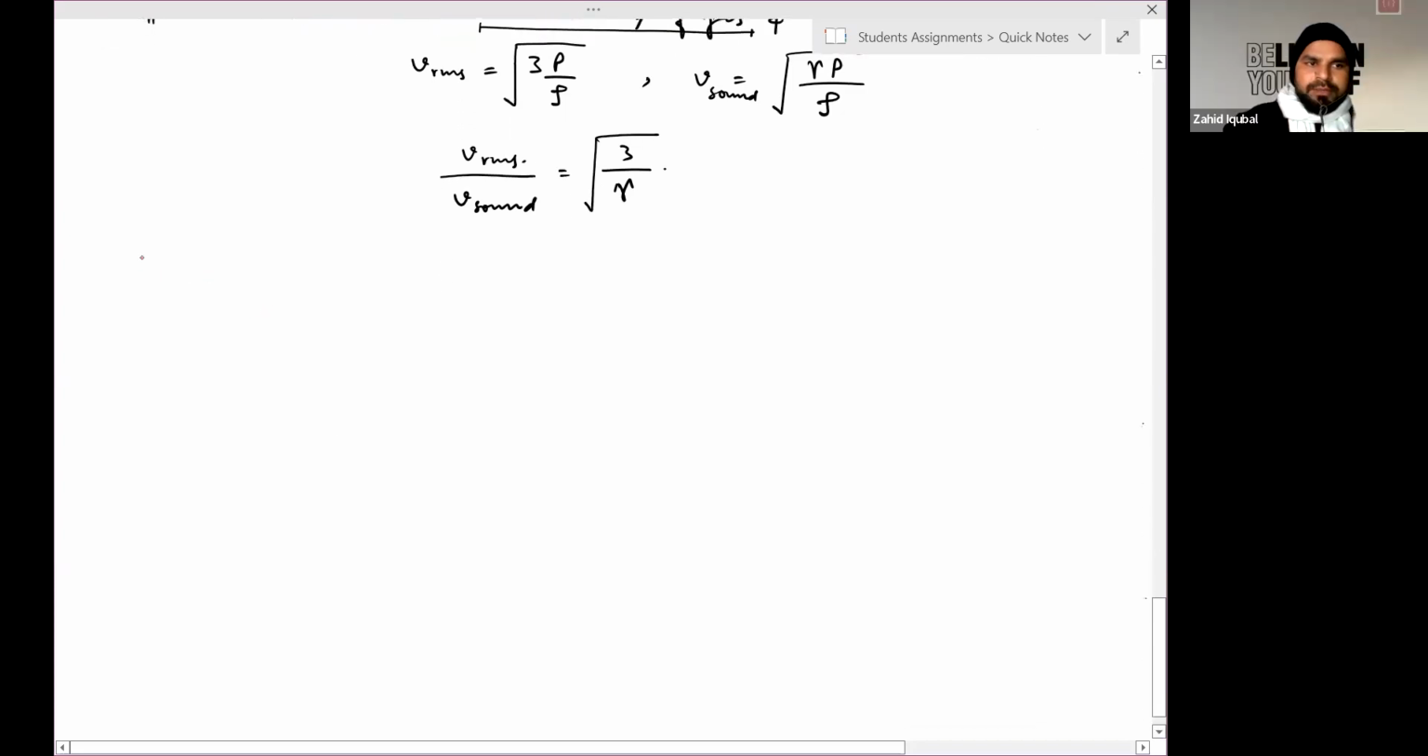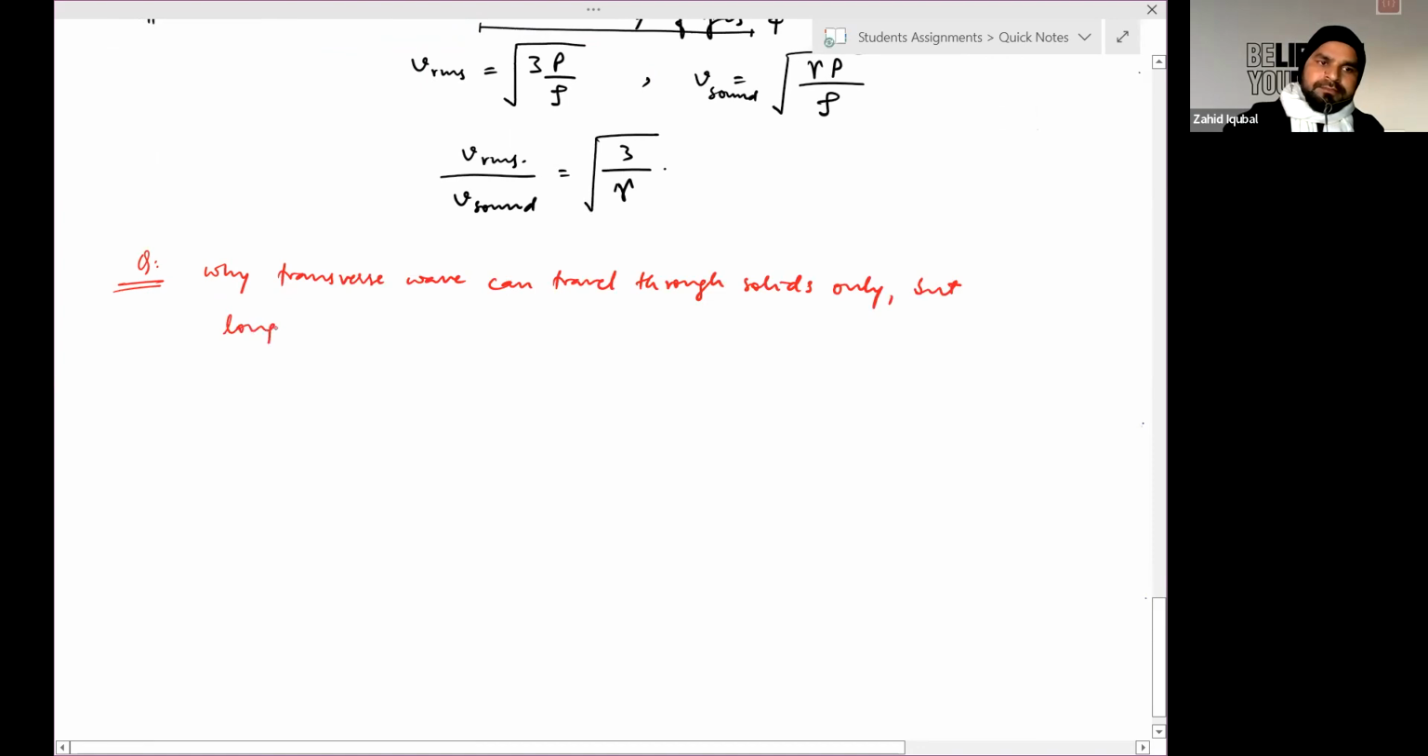Let me define some questions related to this part. Your first question will be: why can a transverse wave travel through solids only, but a longitudinal wave can travel through all mediums?